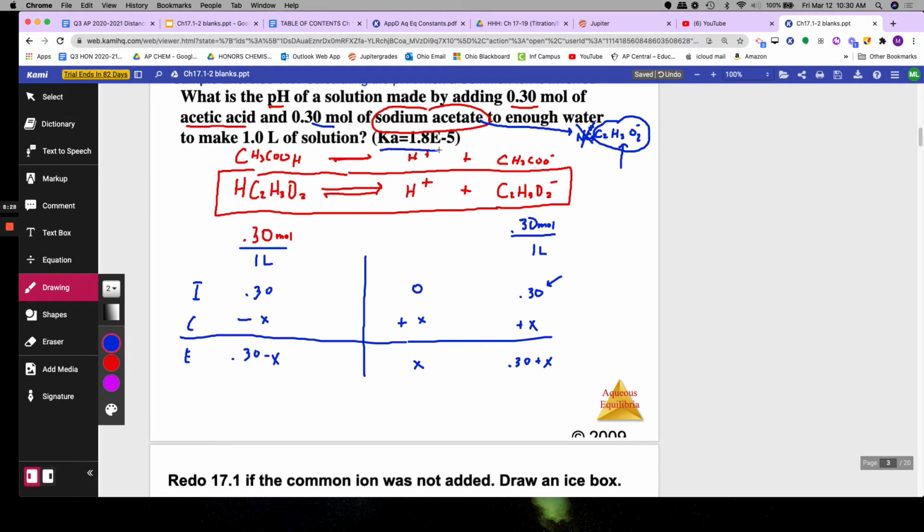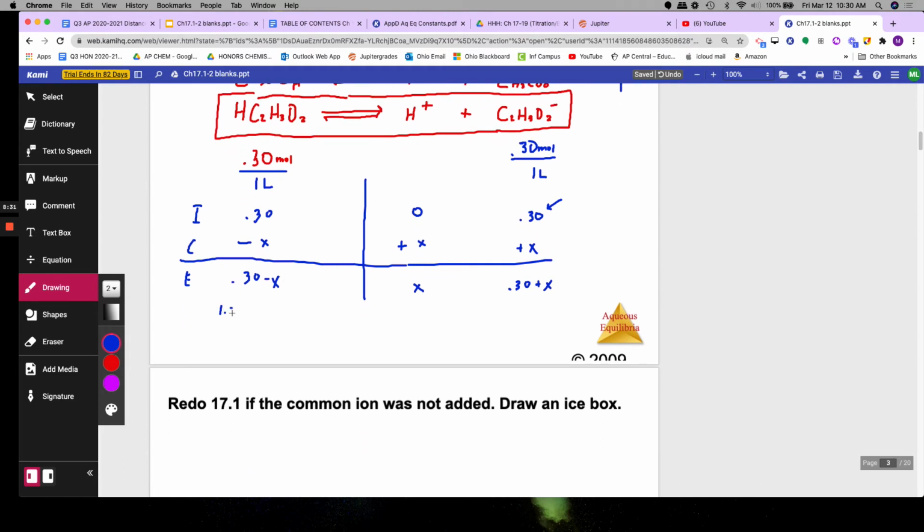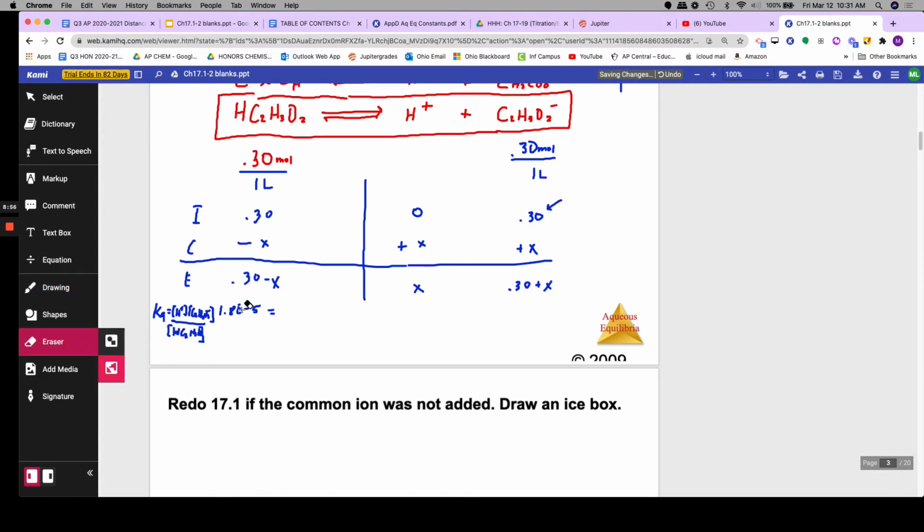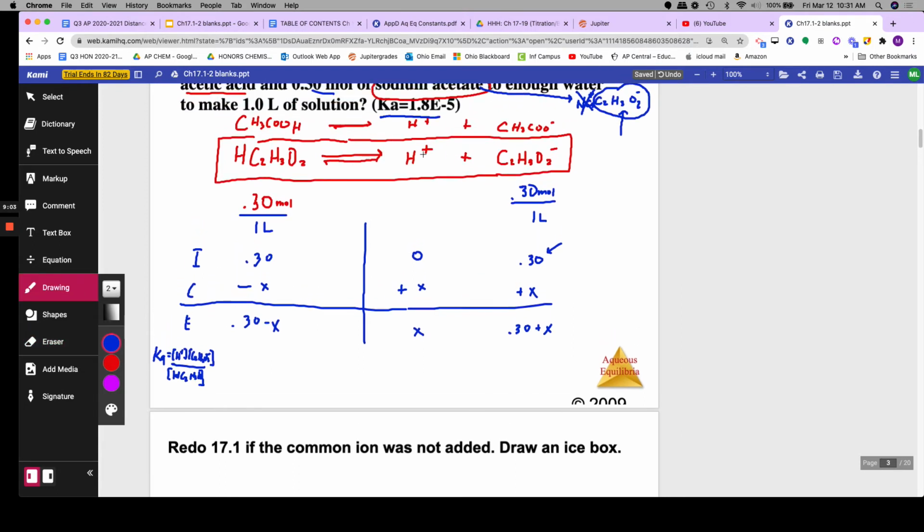Ka of acetic acid is 1.8 E negative 5. So let me just write the formula. Ka is equal to H plus times C2H3O2 minus over HC2H3O2. Sorry, that's really small. Okay, so Ka is 1.8 E negative 5.